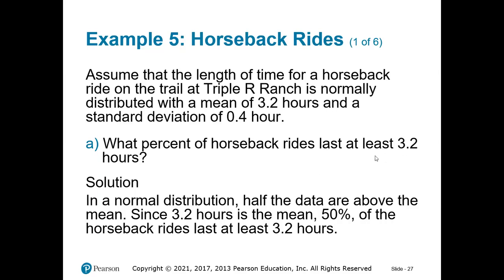But what happens if we ask, what's the percent of horseback rides at least 2.8 or 2.9? Well, that's not the mean. In a normal distribution, half of the data is above the mean and half of the data is below. So 50% of horseback rides are above 3.2 hours, and 50% of the horseback times are less than 3.2 hours.